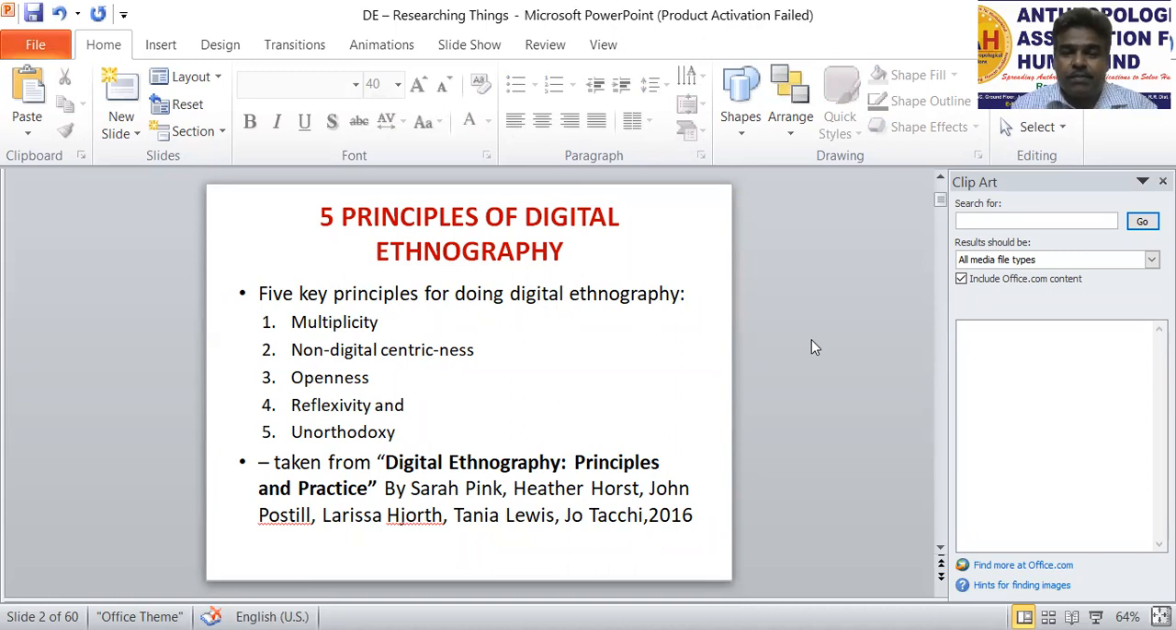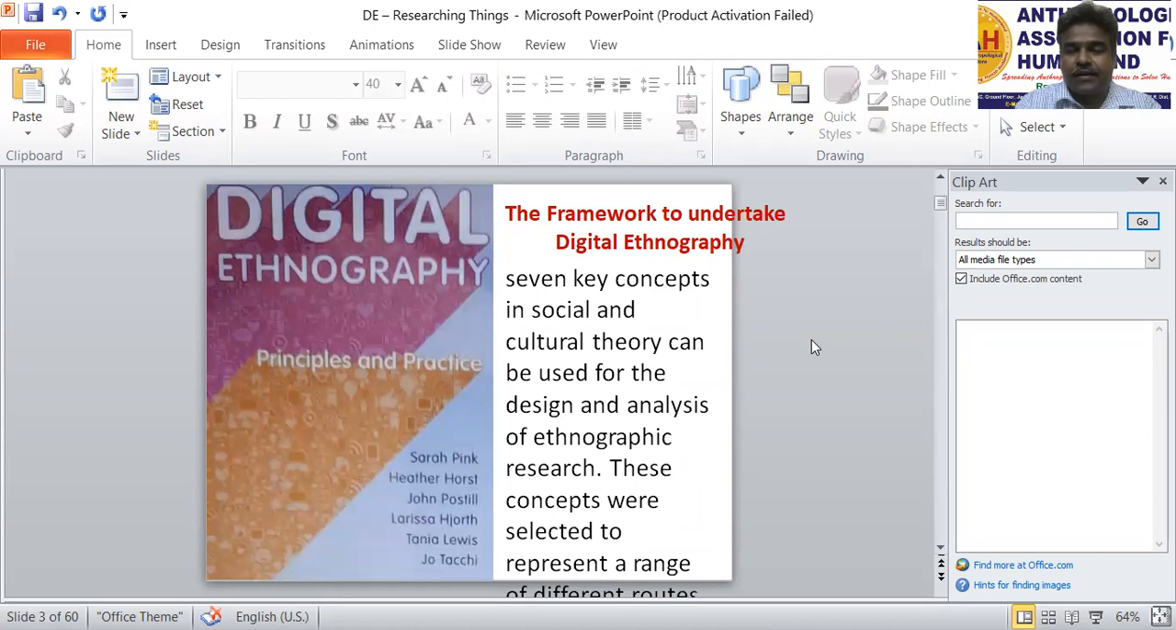The first principle is multiplicity. The second principle is non-digital-centricness. The third principle is openness. The fourth principle is reflexivity. And the fifth principle is unorthodoxy. In one session, we finished all these principles. And after that, we are looking at the conceptual framework.